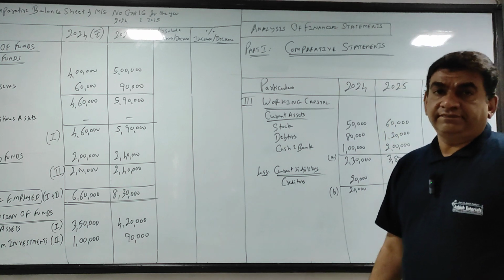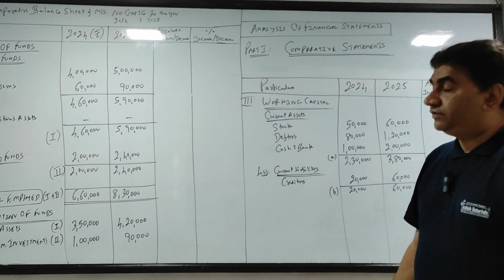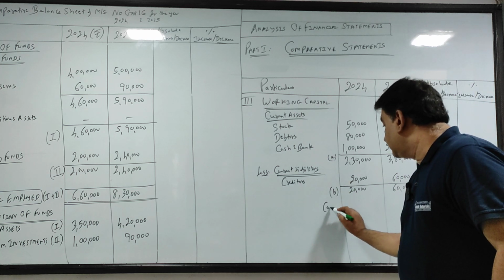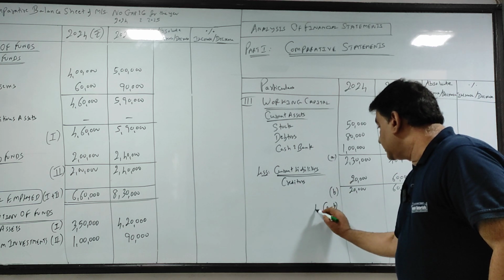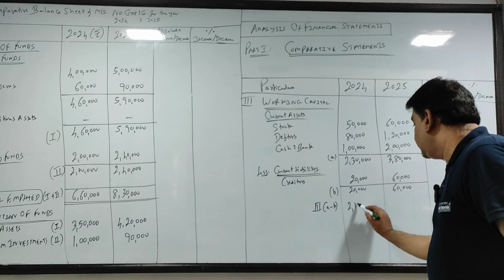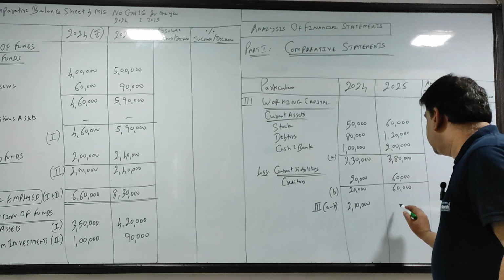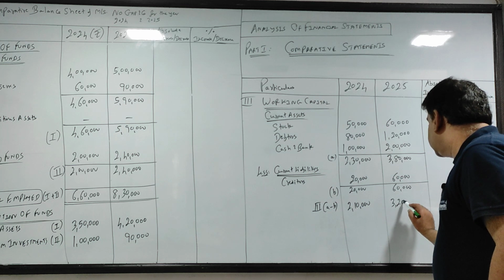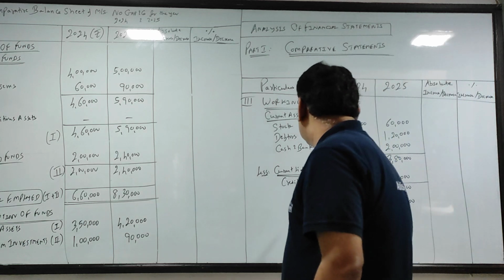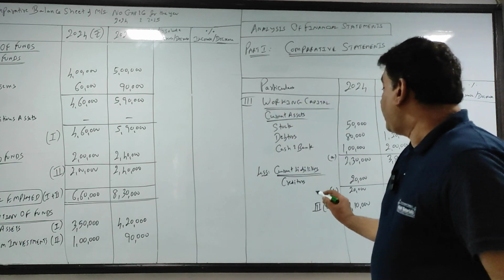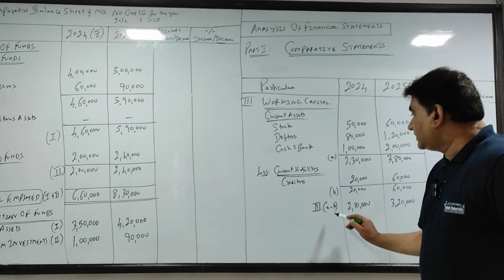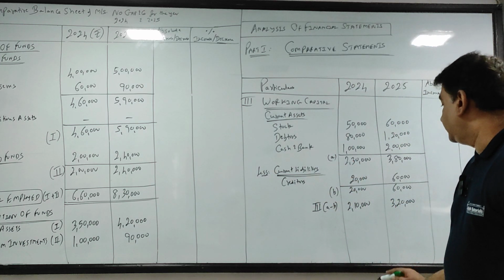And now see, a little bit of different presentation because of 2 years. A is current assets, B is current liability. So A minus B: 230 minus 20 is 210, 380 minus 60 is 320. This will be working capital for us. So 3 is working capital, current assets minus current liability.